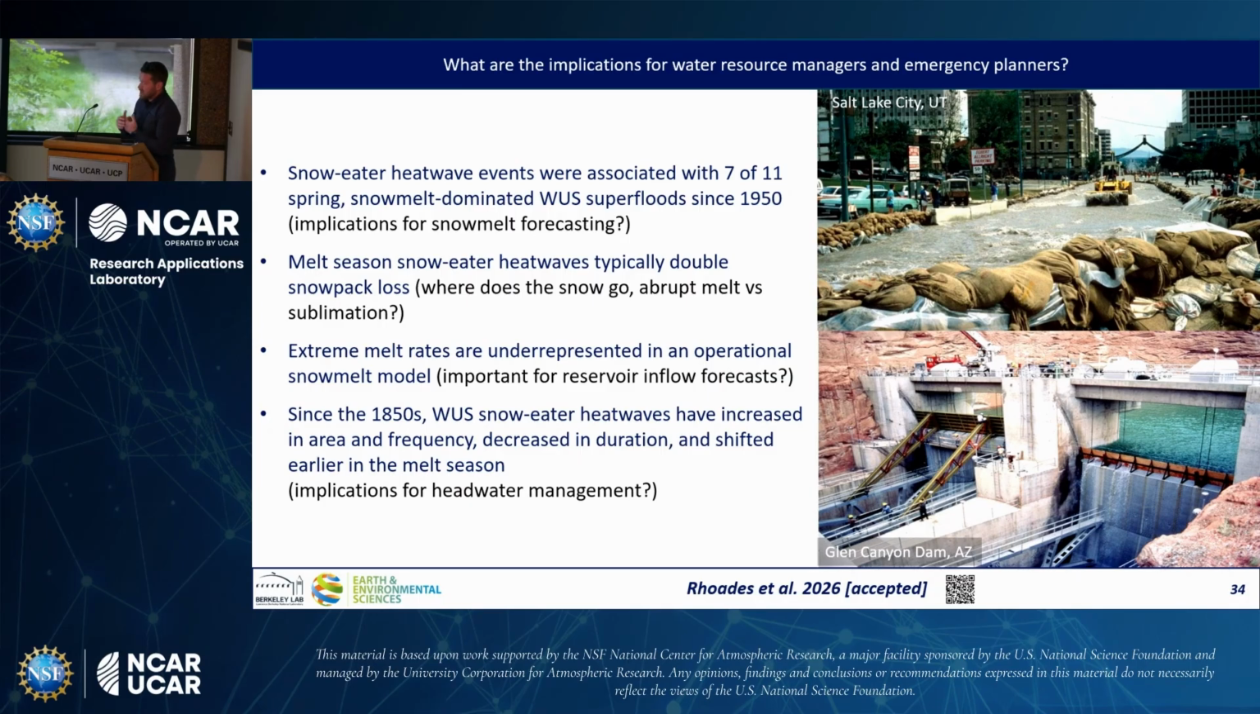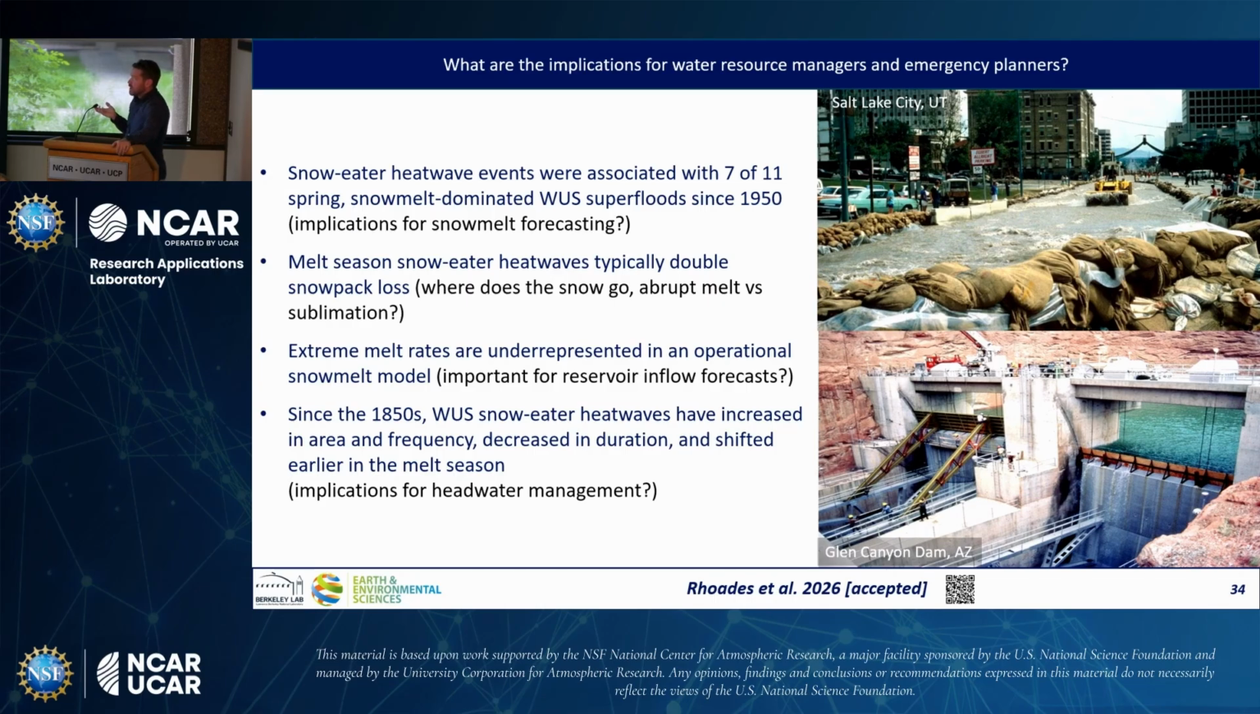So again, I'm just summarizing here. I know I'm maybe running out of time, but the snow drought or heat wave events were associated with, again, 7/11 spring snowmelt dominated Western U.S. superfloods since 1950. So this probably has implications for snowmelt forecasting, especially in the spring season when there's a lot of assumptions being made on how much water might come into reservoirs, how much might be available to allocate to agricultural users or urban users.